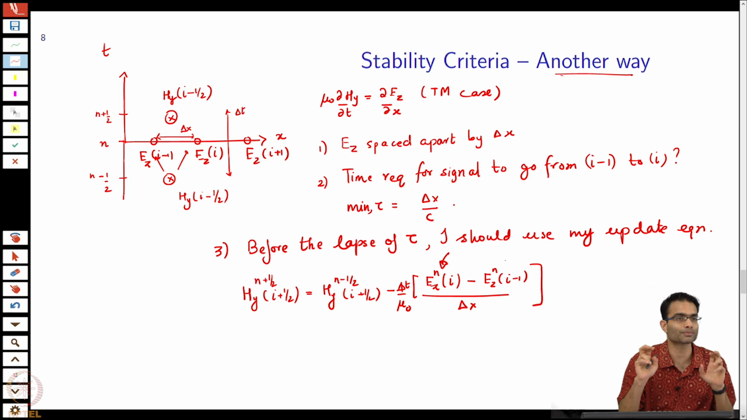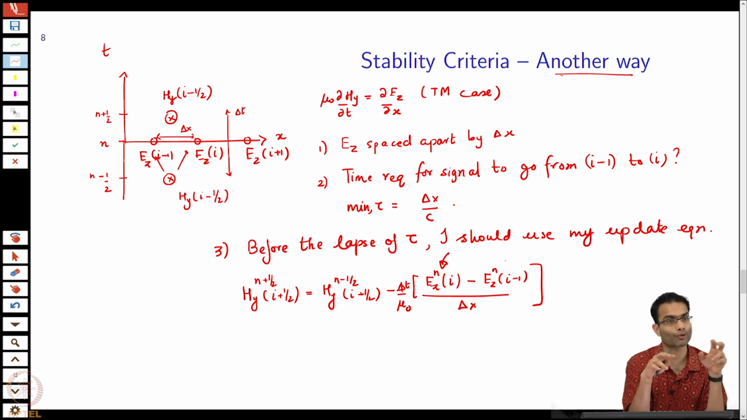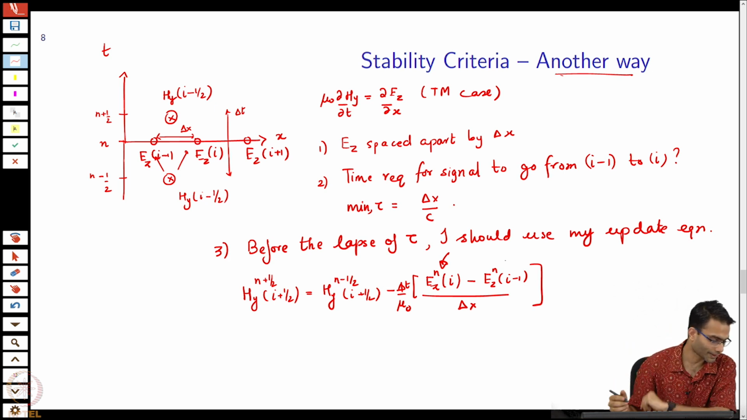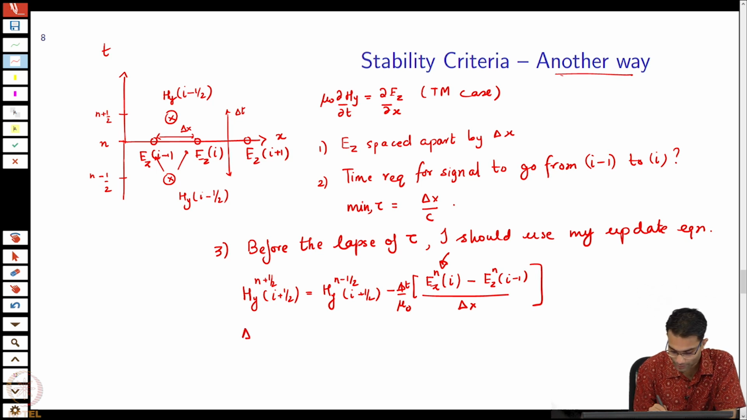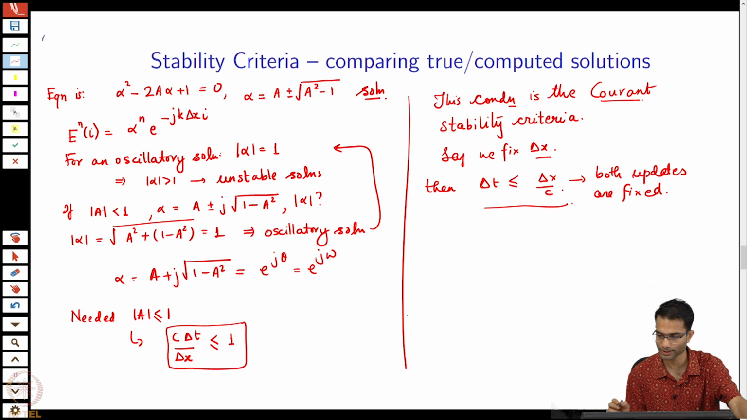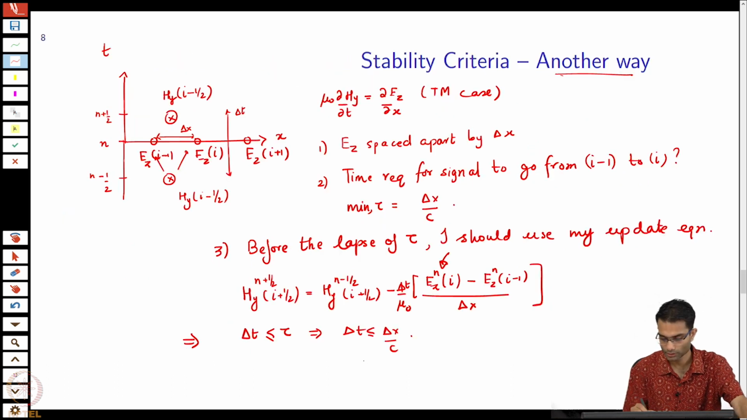So, it sounds very grand when I say it, but I want to do a faster than light calculation. Before the light gets there, I want to use this update equation, right. So, that basically says that the time step should be less than this tau. Right, and that's exactly what we had earlier, right?